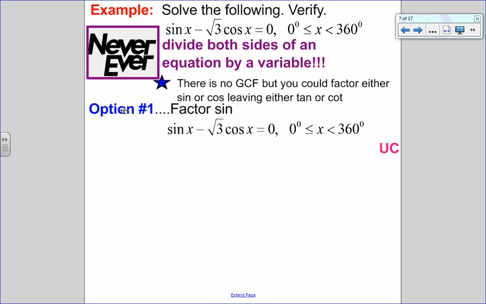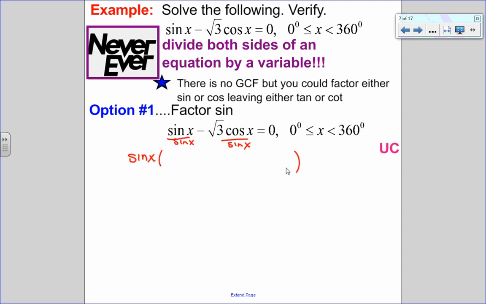In option number 1, I will factor a sine. So I'm going to take a sine x out of both terms. Now because I am factoring out sine, I'm introducing a non-permissible value here. So I just want to note over here that sine x can't equal 0. Okay, so dividing both terms by sine: sine divided by sine is 1, minus root 3, cos divided by sine is cotan, and that's equal to 0.